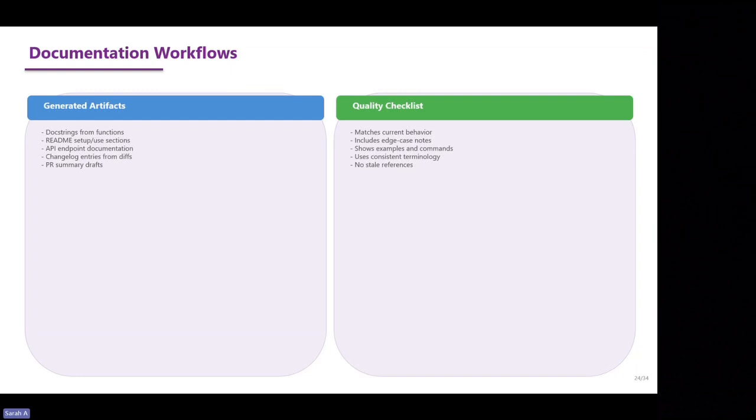So on the left, you will see 5 types of documentation that Copilot can generate for you after a meaningful change. The first one is docstrings. So what's a docstring? It's a short description written directly inside a function that explains what it does.